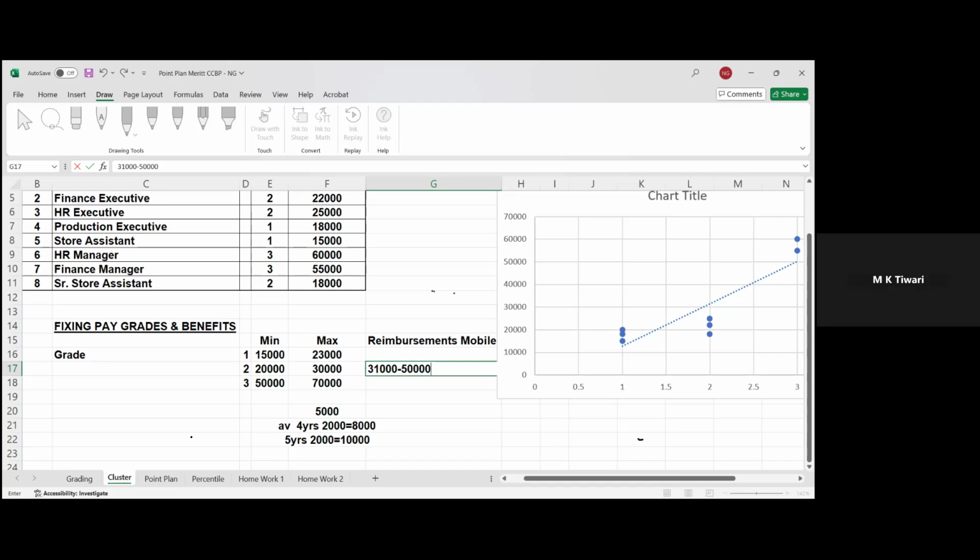Huh? Can we shift, ma'am, to another one? Because this I have to, point plan. Okay.